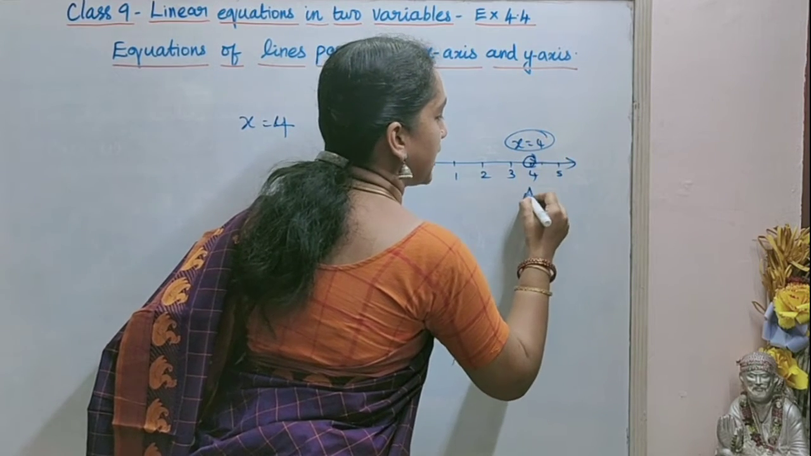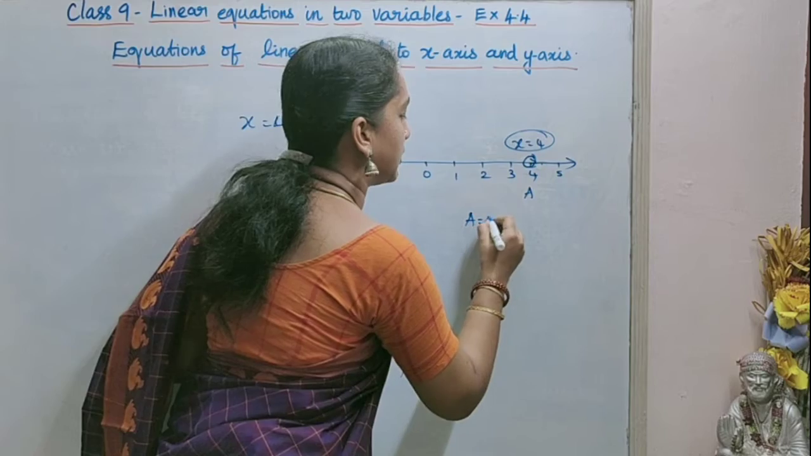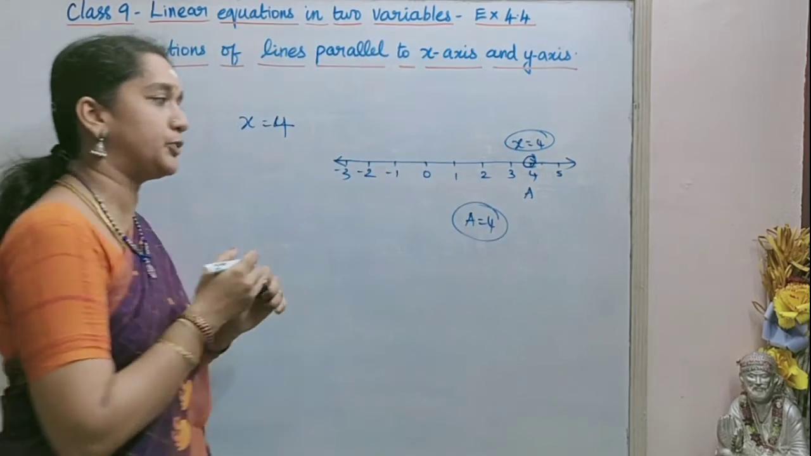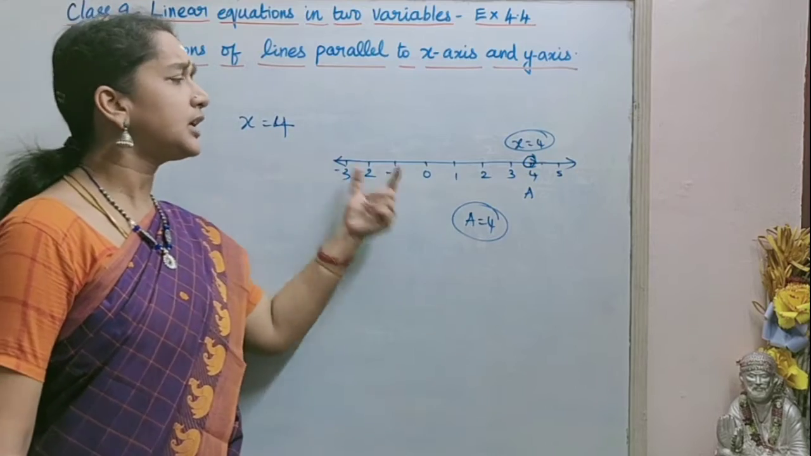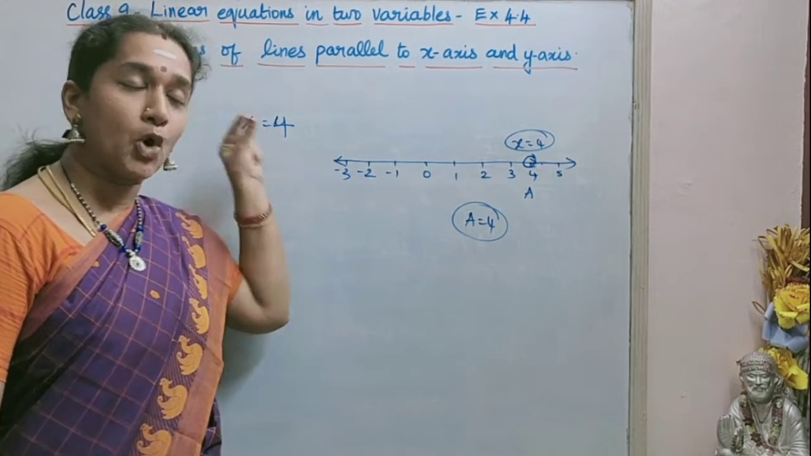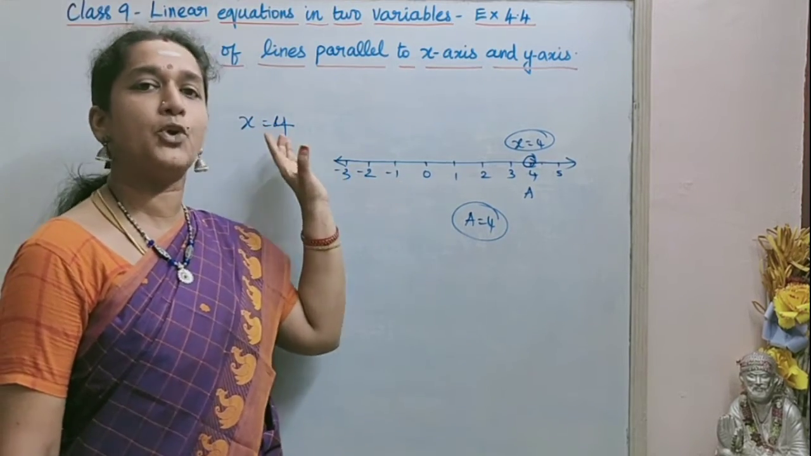If you are marking this point as A, that is, x is equal to 4. A is some name given for that point. So this one is marking a point on a number line for one variable.